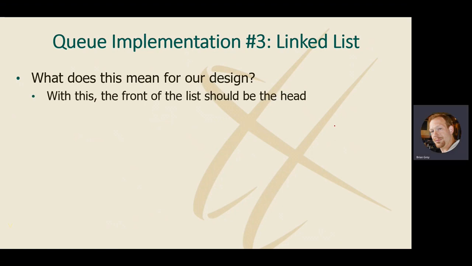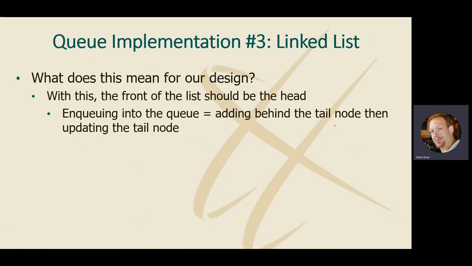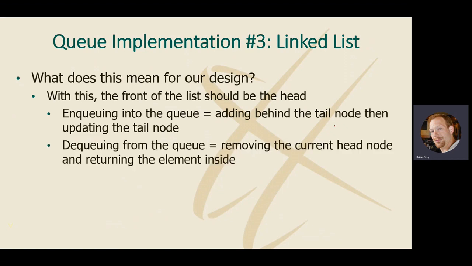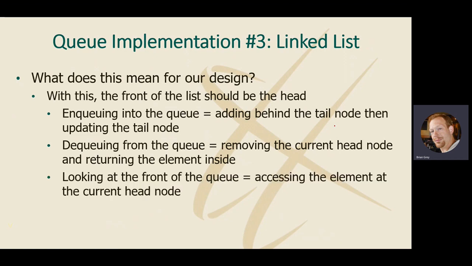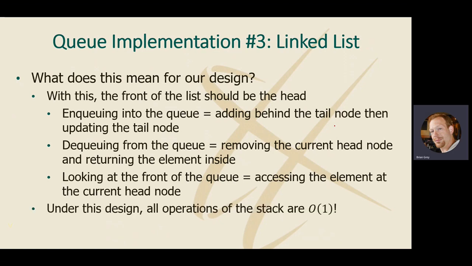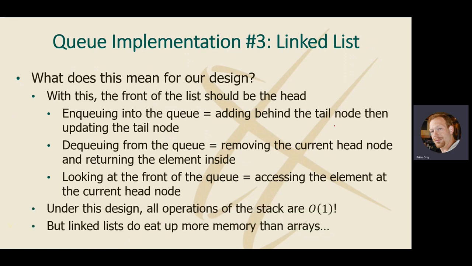So that's convenient. Our front is at our head, and our back is at our tail. So let's do that. And now it becomes easy, like you just saw. Enqueuing is adding behind the tail node, updating the tail node, and incrementing our count variable. Dequeuing is removing the head node, returning the element inside after decrementing a count variable, and looking at the front of the queue is just accessing the element at the head of the list. Right? All of these are big O of 1 operations, but they eat up more memory than arrays, just like before, right? The memory consumption is not changed by its usage. It's just what it is.